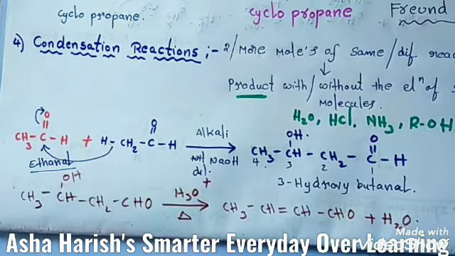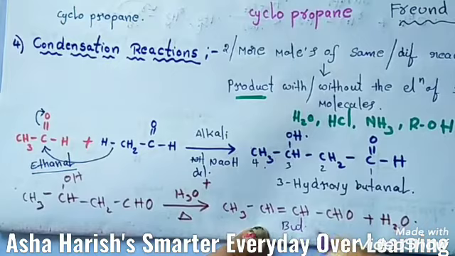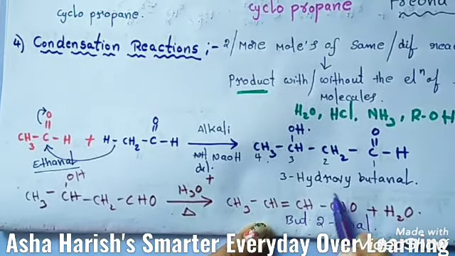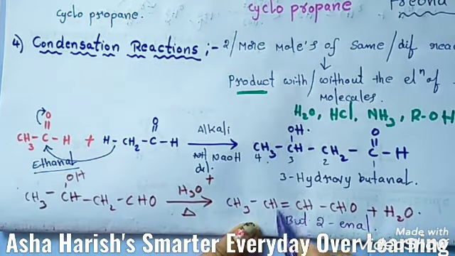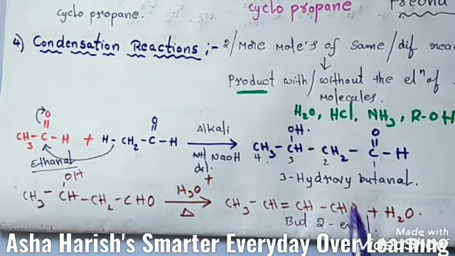The name of this compound is but-2-enal. So here is the aldehyde group and here is the alkene group, so due to that double bond, this compound is also called crotonaldehyde. Okay, this is the complete reaction.